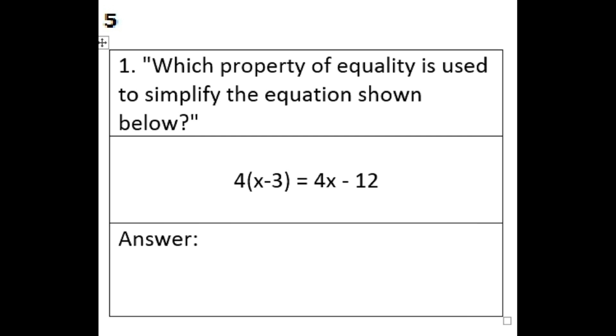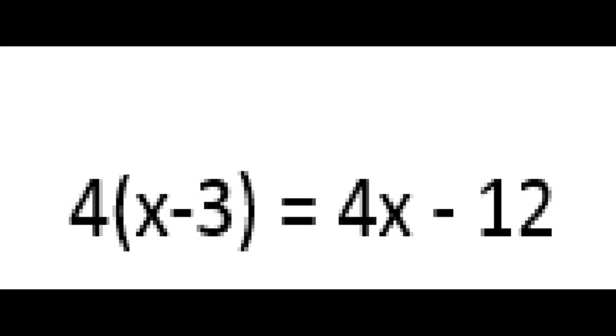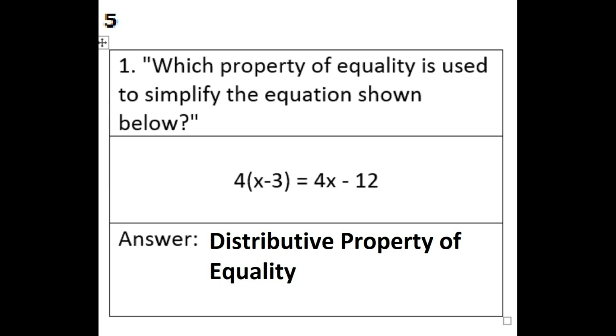And number 5, this is our last one. Which property of equality is used to simplify the equation shown below? This one should be familiar because we are distributing the 4 to our x, and we're also distributing the 4 to our negative 3, and we're multiplying. So we have 4 times x is 4x, 4 times negative 3 is negative 12. So 4 times the quantity x minus 3 equals 4x minus 12. That's the distributive property of equality.